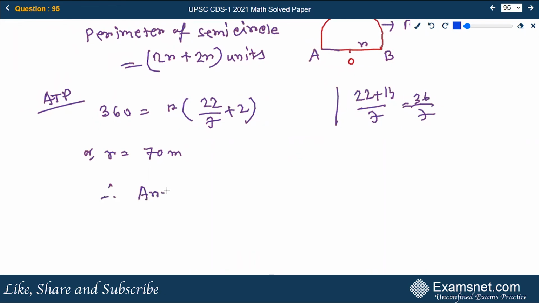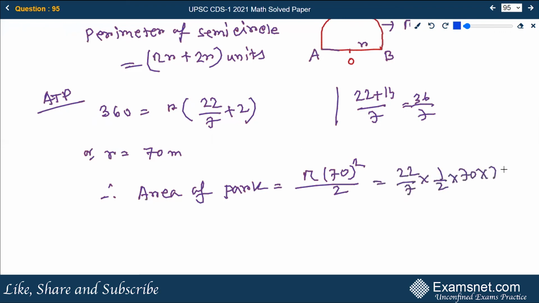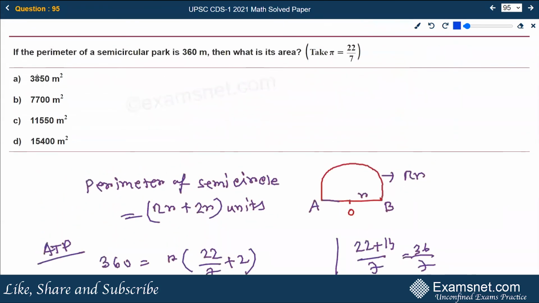Therefore the area of the semicircular park, the formula will be pi r square by 2. Half of the area of the circular park is the area of the semicircular park. So 22 by 7, half, times 70 times 70, which gives 7,700 meter square. The area of the park is 7,700 meter square. Option B is the correct answer.